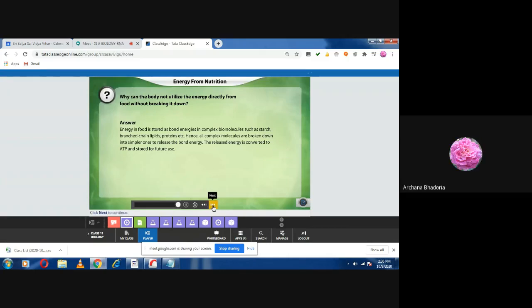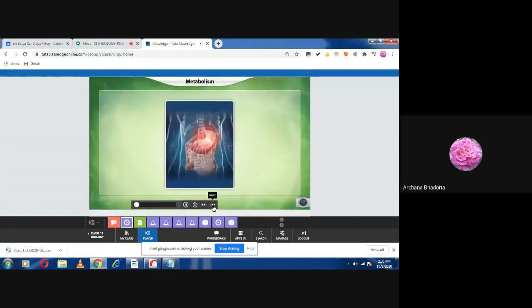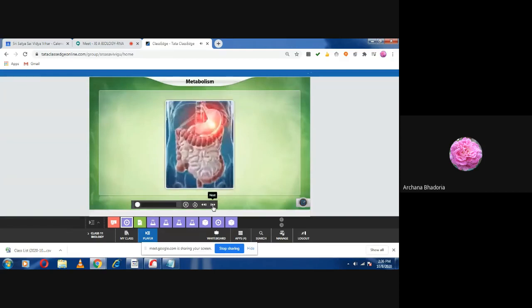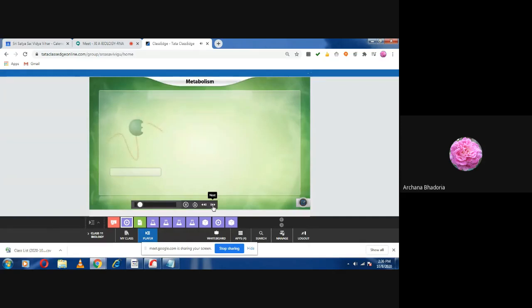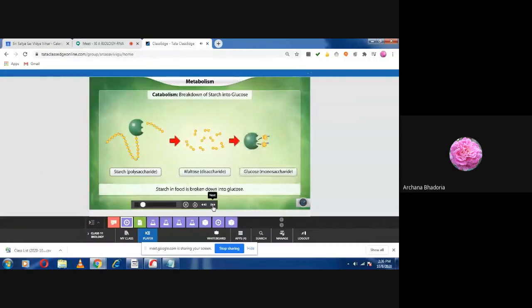So we will move ahead. Digestion is an important metabolic process. Let us see the catabolic and anabolic aspects of digestion. During digestion, starch, a complex polysaccharide, is broken down into maltose and then to glucose. This breakdown releases a lot of energy.